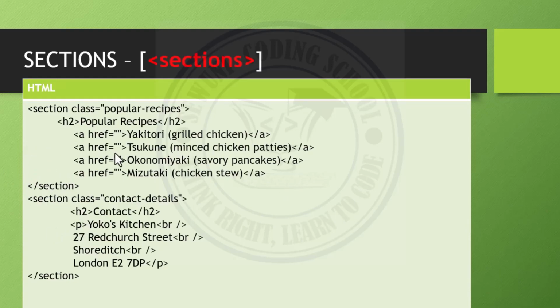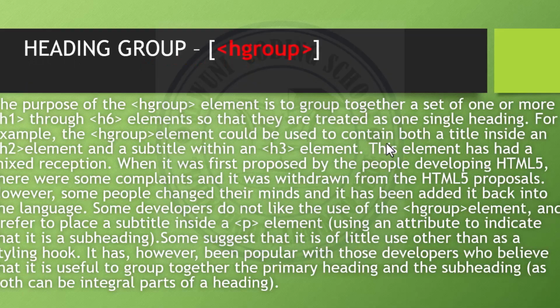So you can see popular recipe. You can also see contact details, that is giving you the contact information. So it has grouped all this information together as one section. It has grouped all the popular recipes as one section. So most of the sections are used for grouping elements together.